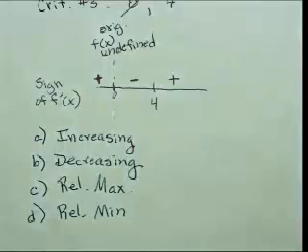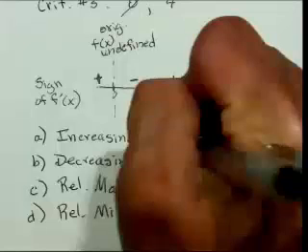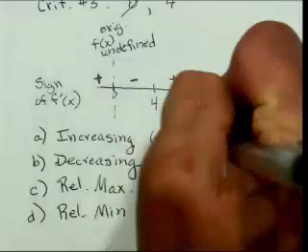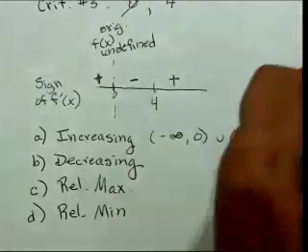Where is the function increasing? Negative infinity to 0, and 4 to infinity. Where is the function decreasing? 0 to 4.